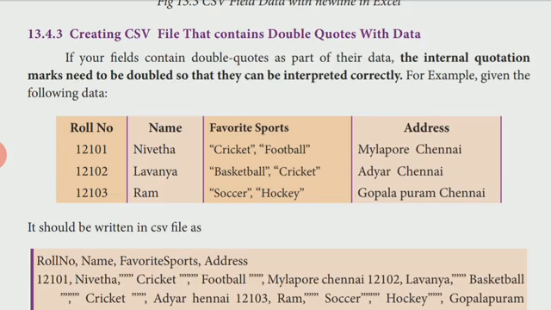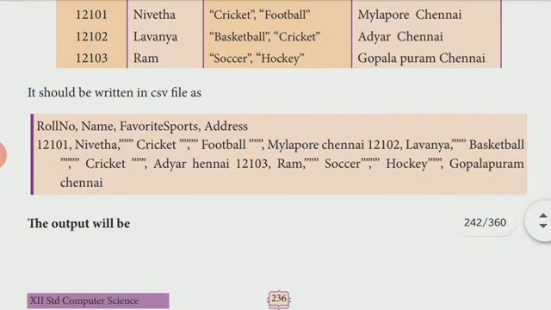For that, what we have to do, see what they did is 12, 101, Niveda, they gave it as an ordinary value. The next one they gave, see, there are 3 sets of double quotes at the start, and at the end also 3 sets of double quotes.